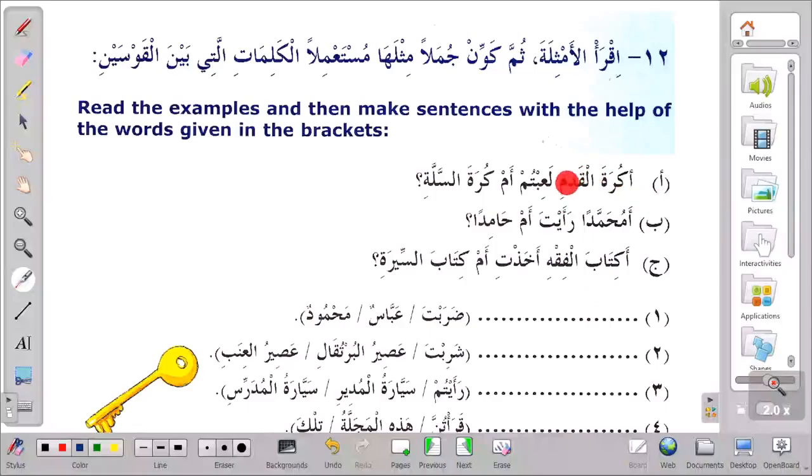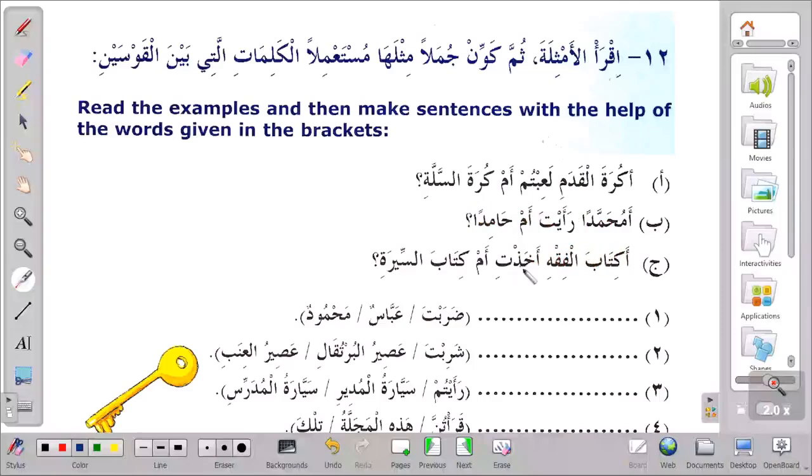So here, akurat al-qadami la'ibtum am kurata sallati. Is it football that you played or basketball? So this is a question, right? I've explained this several times. This means all, but it is used only for questioning, when you are asking a question. Muhammadan ra'aita am Hamidan. Is it Muhammad that you saw or Hamid? So this is istifhamiyya using am, right?